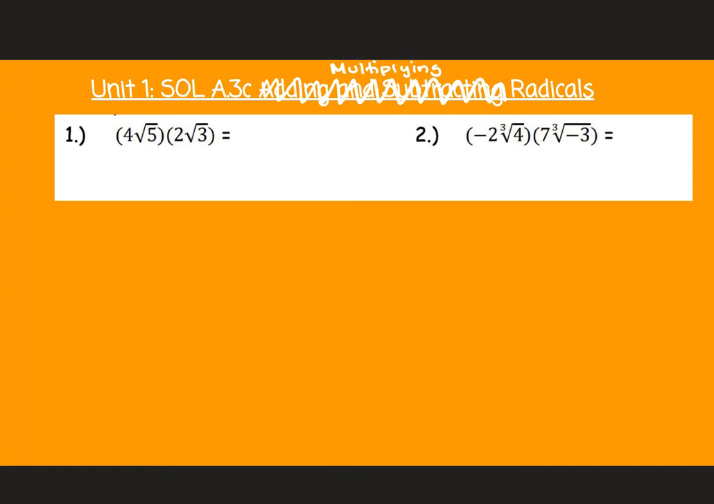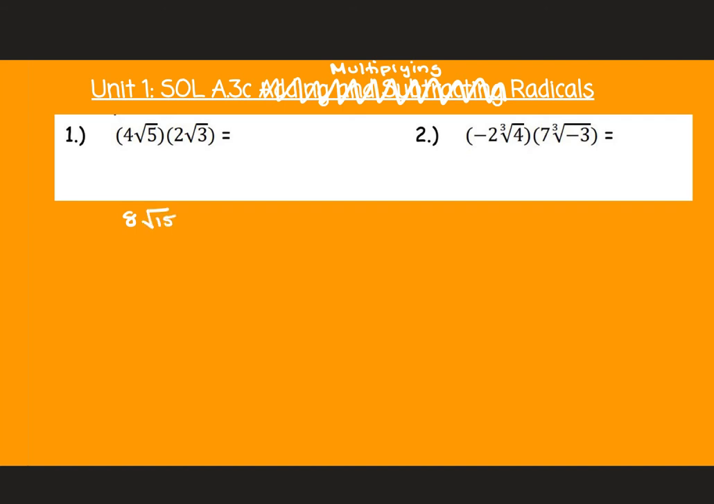So looking here, we can see we have 4 times 2. So remember, you multiply your coefficients, you multiply your radicands. Now, in some cases, you'll be able to simplify your radicands before moving on. But looking here, we have the square root of 5 and we have the square root of 3. So we cannot simplify that anymore. All right, so we know that 4 times 2 is going to give us 8. And we know that 5 times 3 is going to give us 15.